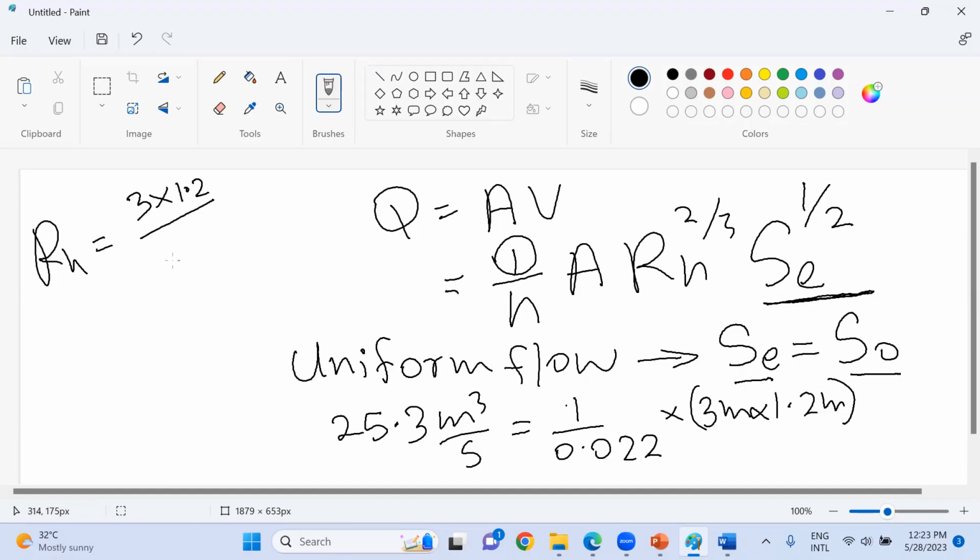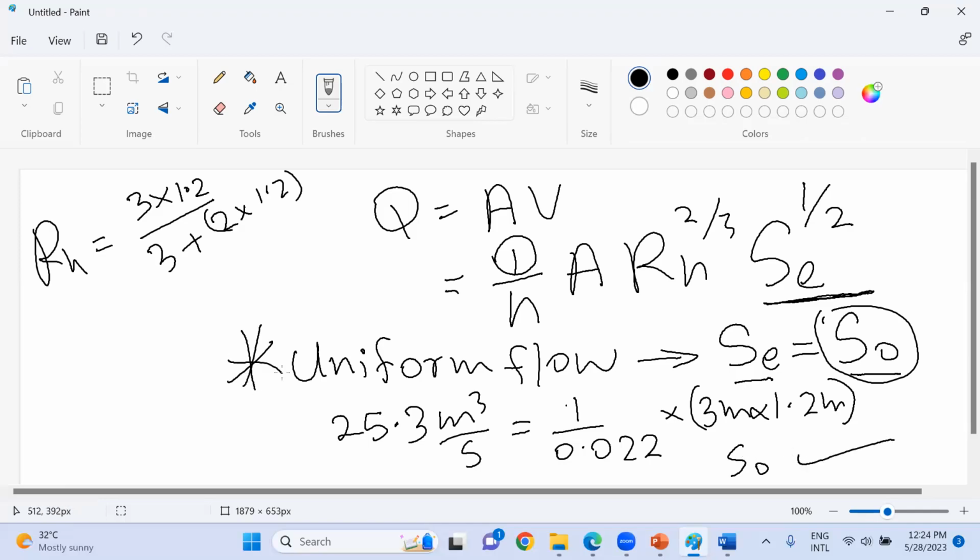That is B plus 2 times Y, right? So the B is 3 meter. 3 plus 2 times 1.2, right? So you can find out the wetted perimeter. Then you know all the parameters except this one, so that you can find out S naught. That is easy. But this is the understanding about the question. All right. Now I will explain the second part.